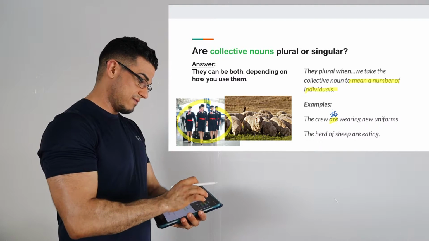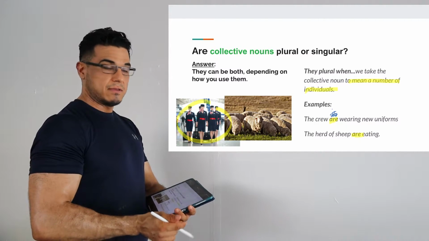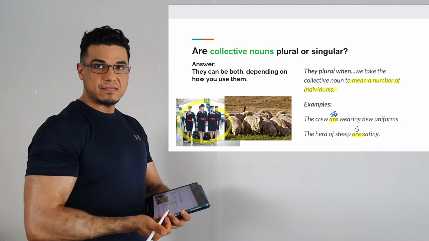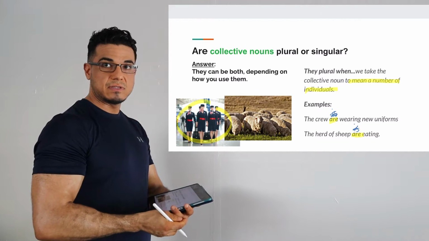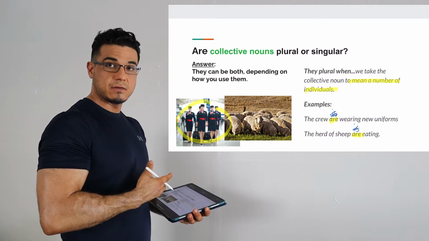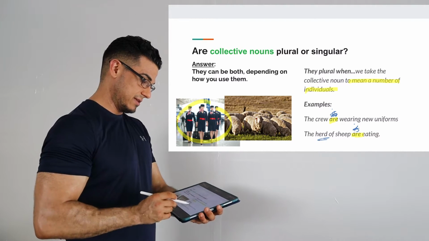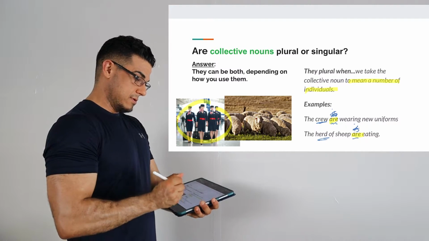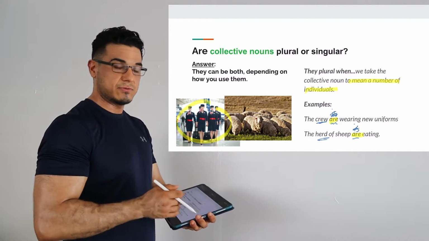Same thing here, where I've got "the herd of sheep are eating." Again, I could say "the herd of sheep is eating," referring to them as individuals. Instead, I'm choosing to use the "are" verb, and I'm making sure to use this particular collective noun as a plural. So the herd, which is my collective noun, and the crew, using the verb "are" implies a plurality, which means more than one. So when I'm referring to that collective noun, I'm referring to it as a plural.